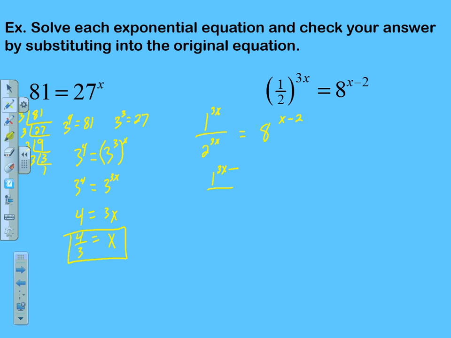So let me go ahead and clean this up a little. Let's clean this up a little bit. 1 raised to any power is just 1. Now the problem is that I'm going to have that fraction of 2 to the 3x power here, being equal to 8 to the x minus 2 power.